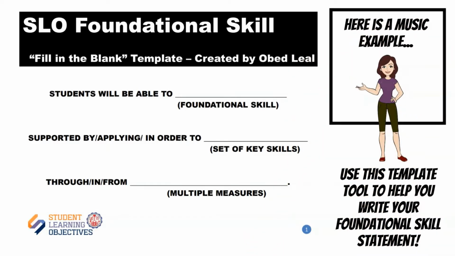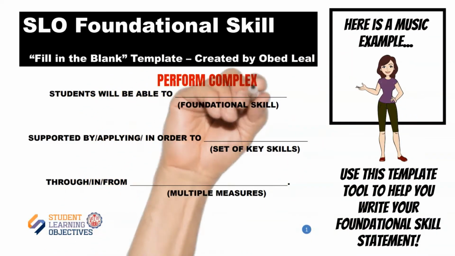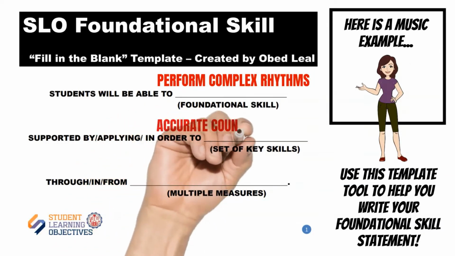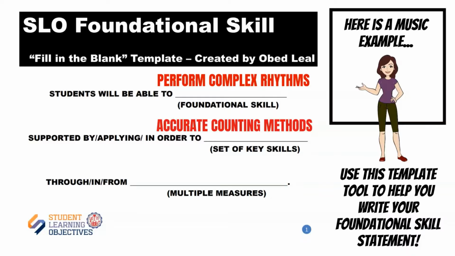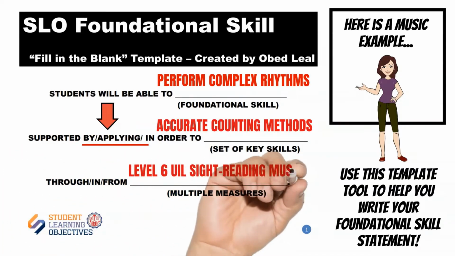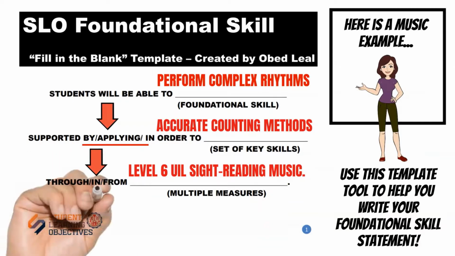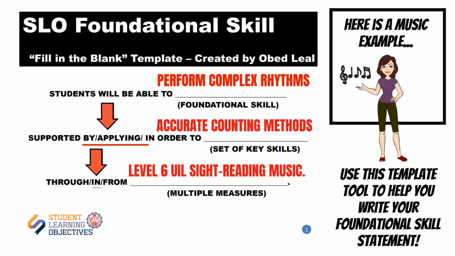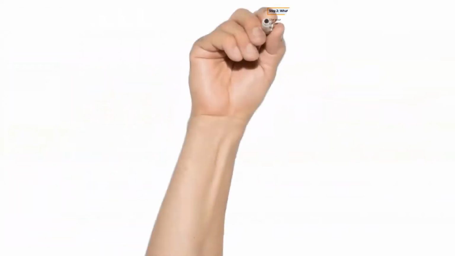Here is a music example. Let's say your foundational skill was performing complex rhythms. Well, you would perform complex rhythms by applying a set of counting skills. And you would use these skills, perhaps in UIL sight reading, level 6 music. The sentence then becomes, students would be able to perform complex rhythms by applying accurate counting methods in level 6 UIL sight reading music.